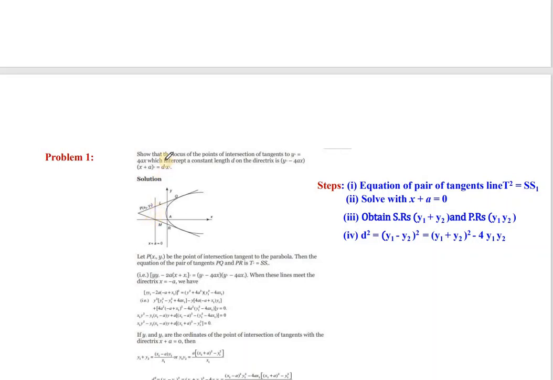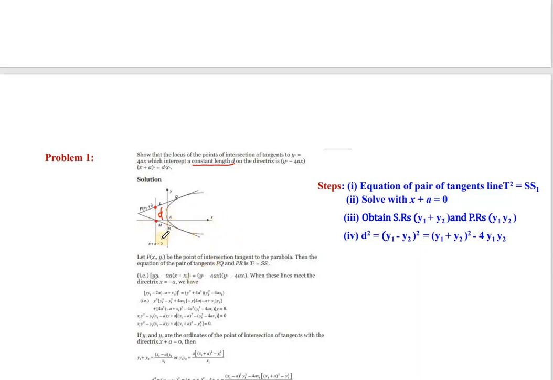And once the locus is to be found, we need to have some conditions. So here the given condition is that this one makes an intercept of constant length d. So that means, this is the directrix, and this is the intercept this one makes. So once we have this point and this point, using the distance formula, equating that to d, and eliminating the unknown quantities and then dropping the suffix, we will get the locus.